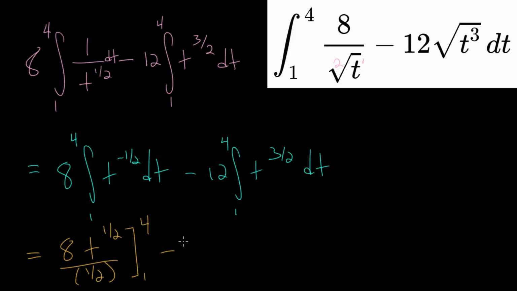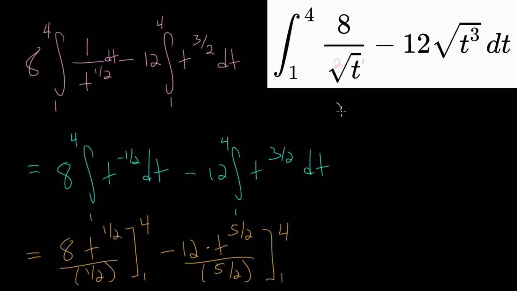Then over here we have minus 12 multiplied by t to the 5/2. We're adding 1 to this exponent, or 2 over 2. And then we divide by the new exponent, which is 5/2. And we also need to evaluate this one between 1 and 4. So at this point, we just need to use the fundamental theorem of calculus.